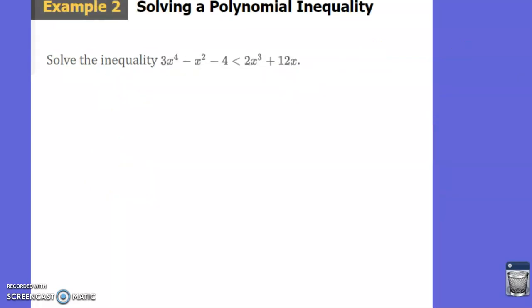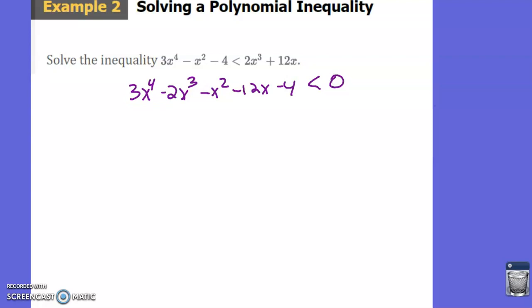So here we have example 2, and our very first step, again, you follow the process of getting everything over to one side. So 3x to the 4th minus 2x to the 3rd minus x squared minus 12x, and then minus 4. And it's less than 0 on this one. So again, start thinking graphically if it's less than 0. We're looking for something specifically lower than the x line. So that's something to consider here.